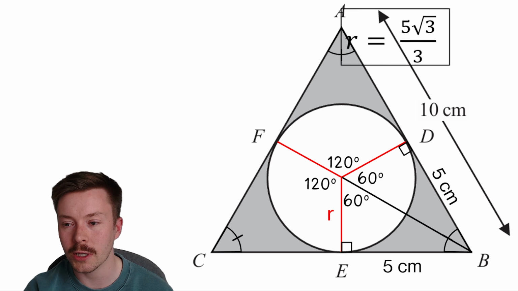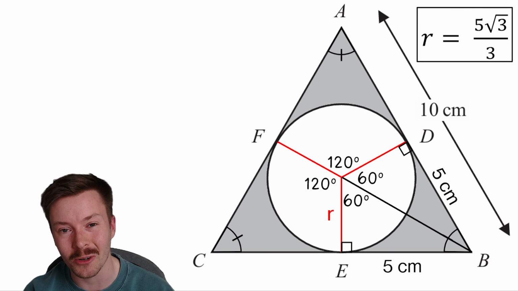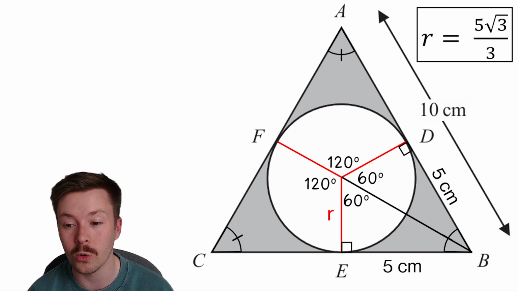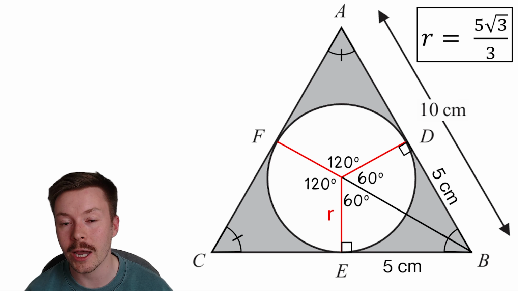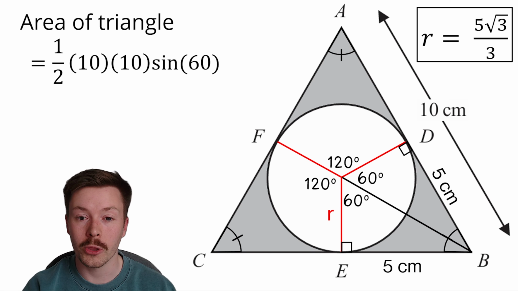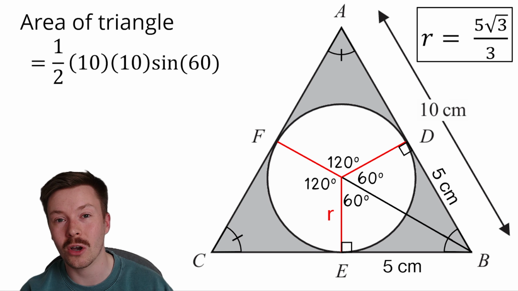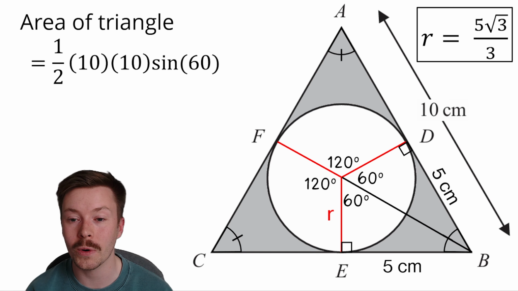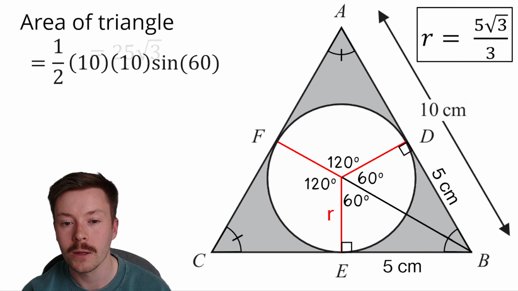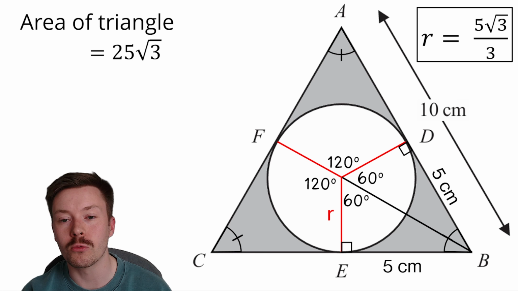So that's my radius, and that will be useful in a second because I can now work out the area of my circle. All I need to do now is work out the area of this equilateral triangle, which the easiest way to do this is to use half ab sine C. So I'm going to do a half of the side lengths, 10 times 10, times sine of my angle in between them, which is 60 because it's an equilateral triangle. That gives me 25 root 3.